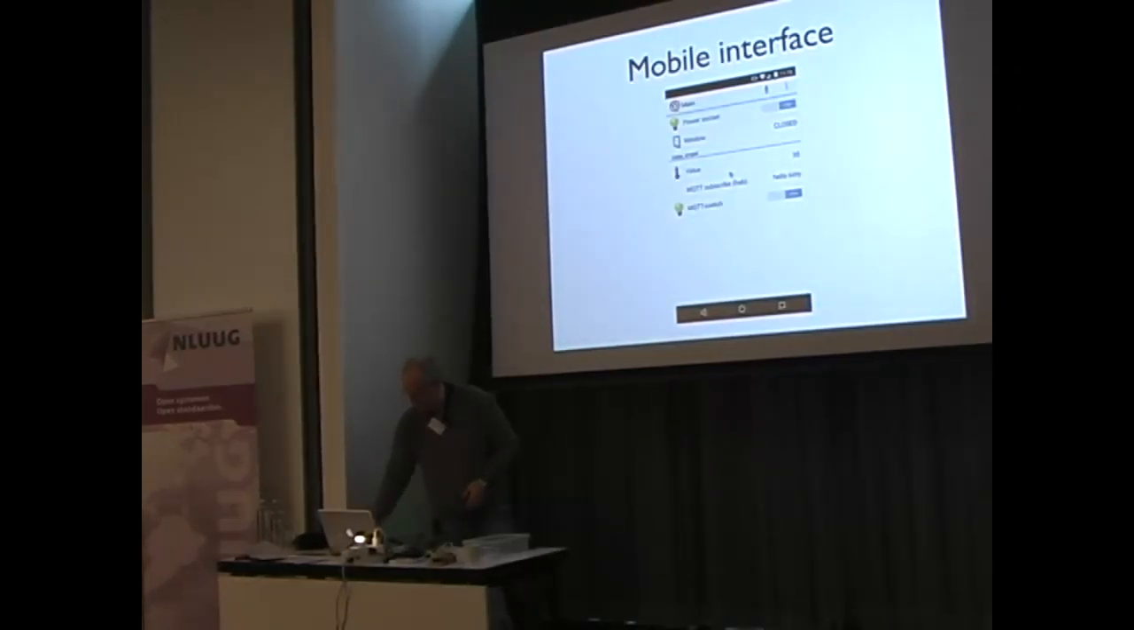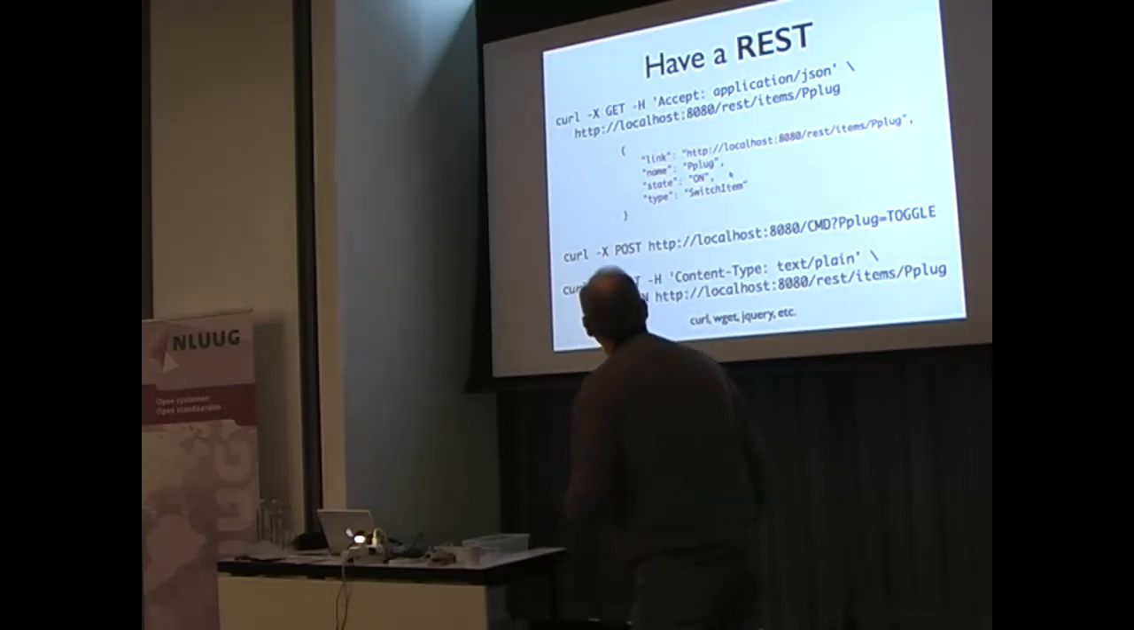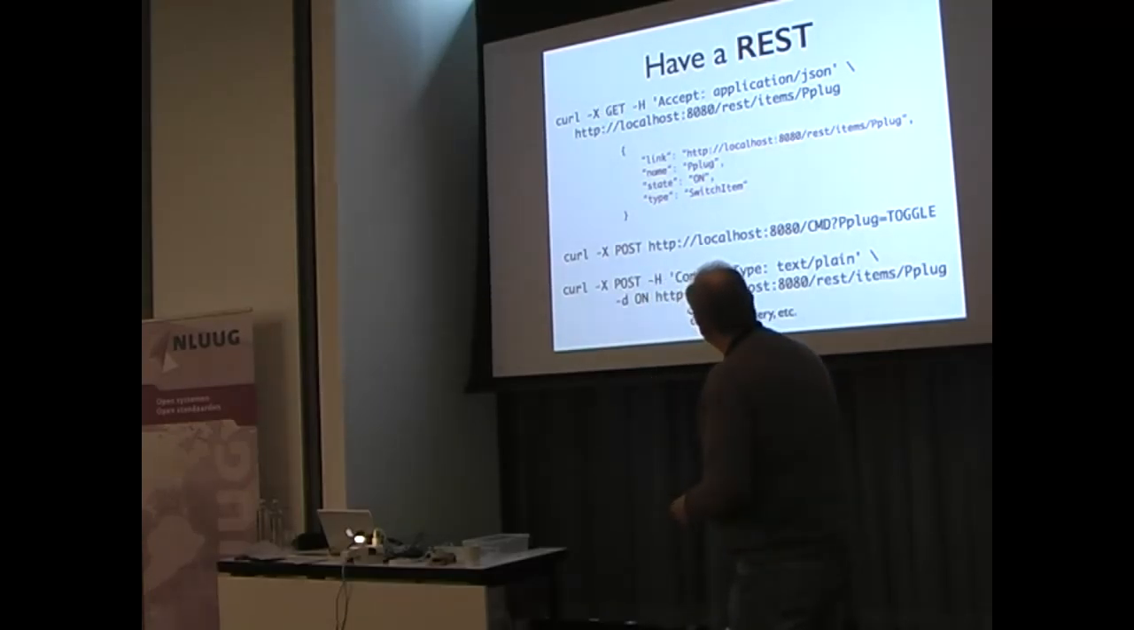So I showed you the mobile interface. Right, what else do we have? OpenHab can fully be controlled via REST interface. So these are some examples here, as a GET. That is, of course, completely superfluous, but I put it there. GET is default. I put it there just to illustrate.